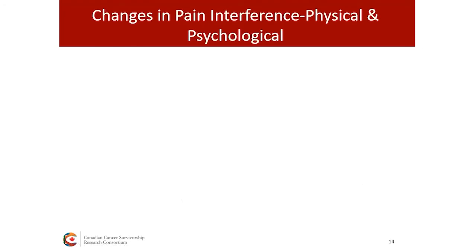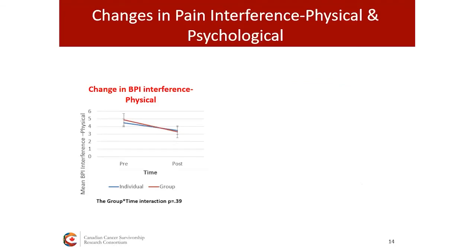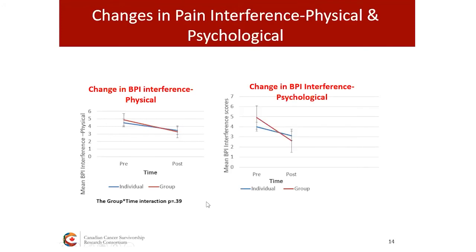The BPI interference also has two further subcomponents, which are physical and psychological. If we look here at the BPI interference physical component, we can see that again the drop in the scores was similar across both arms. It wasn't statistically significant. However, looking at the BPI interference psychological scores, we can see that there's a much bigger drop in the group arm compared to the individual arm, which was also statistically significant, which suggests that the BPI interference psychological component was better in the group arm compared to the individual arm.